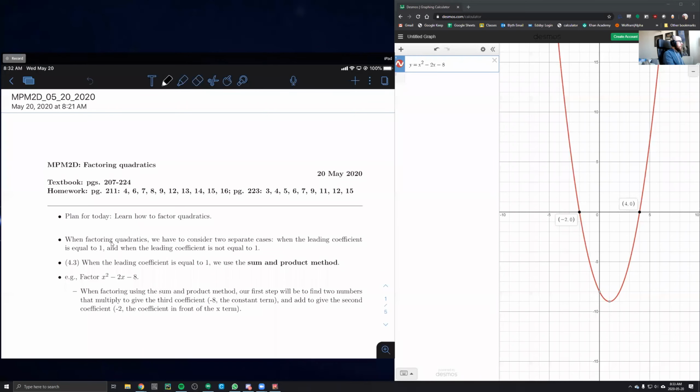So when factoring quadratics, we have to consider two separate cases. So we consider the case when the leading coefficient is equal to 1. So that's like this graph right here, or this equation right here. And then when the leading coefficient is not equal to 1. So when the leading coefficient is equal to 1, the method that we use is called the sum and product method, and it's fairly straightforward.